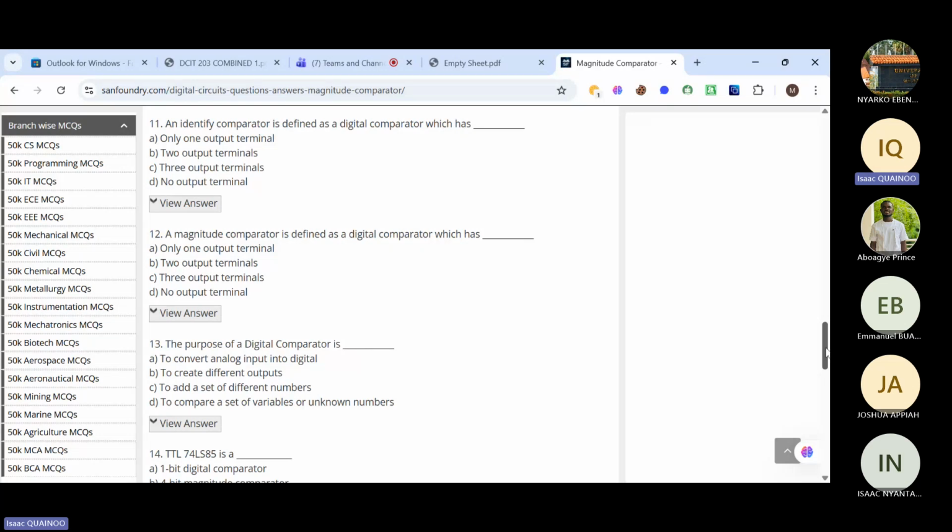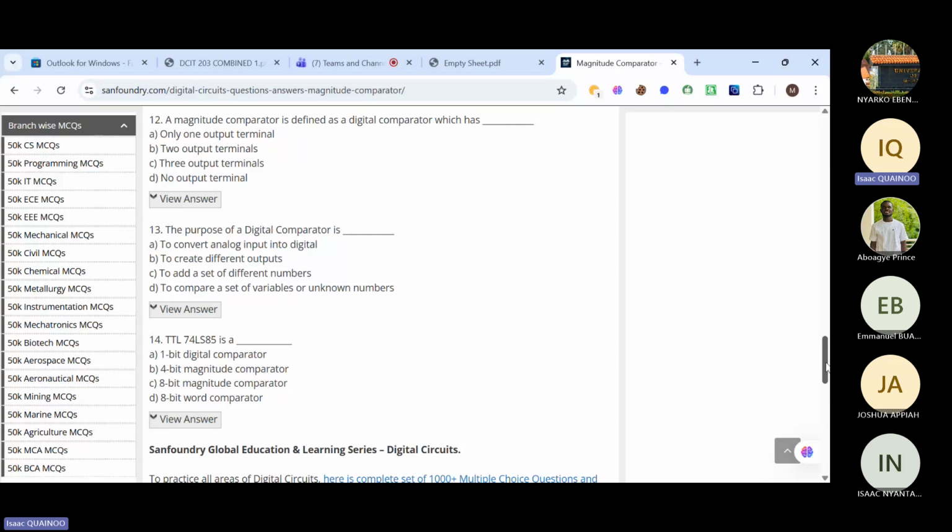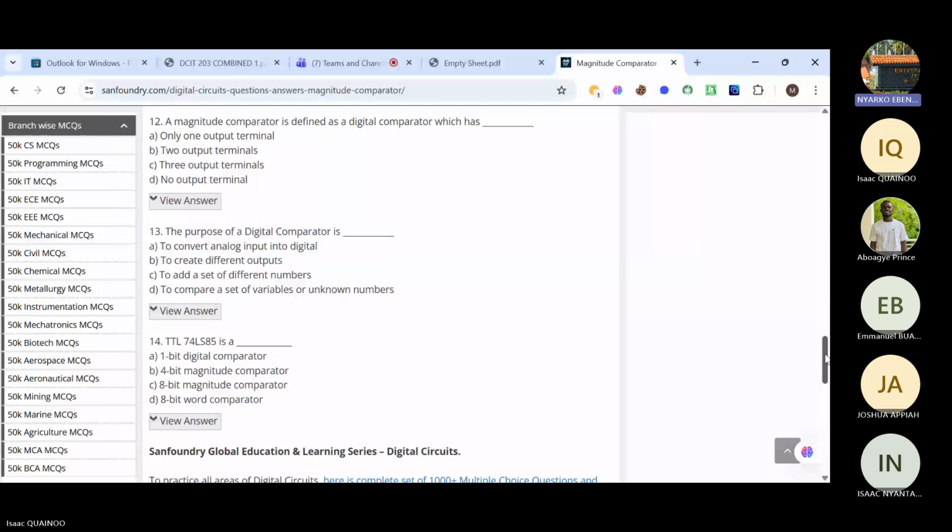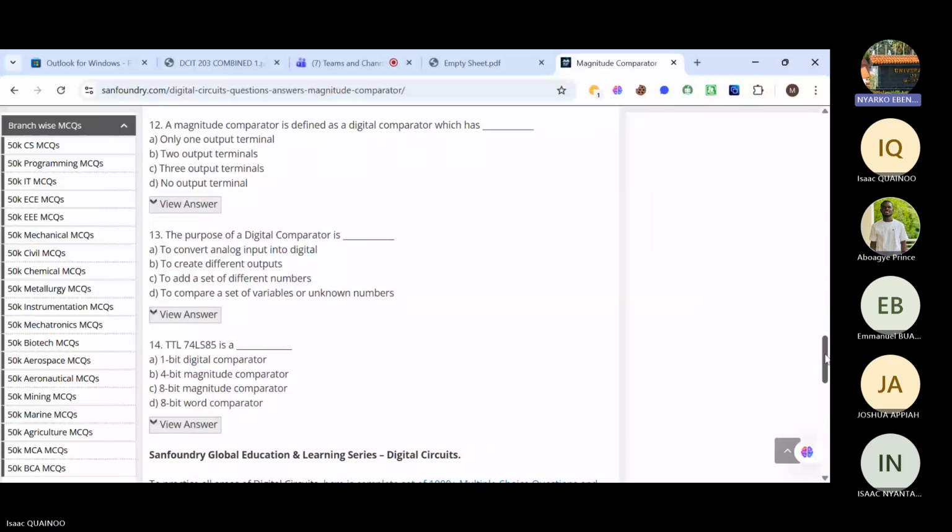Question 12. A magnitude comparator is defined as a digital comparator which has only one input, only one output terminal, two output terminals, three output terminals, or no output terminal. Two output terminals. Are we sure? We are talking about outputs. Okay, no, three output terminals. Exactly, so three output terminals.